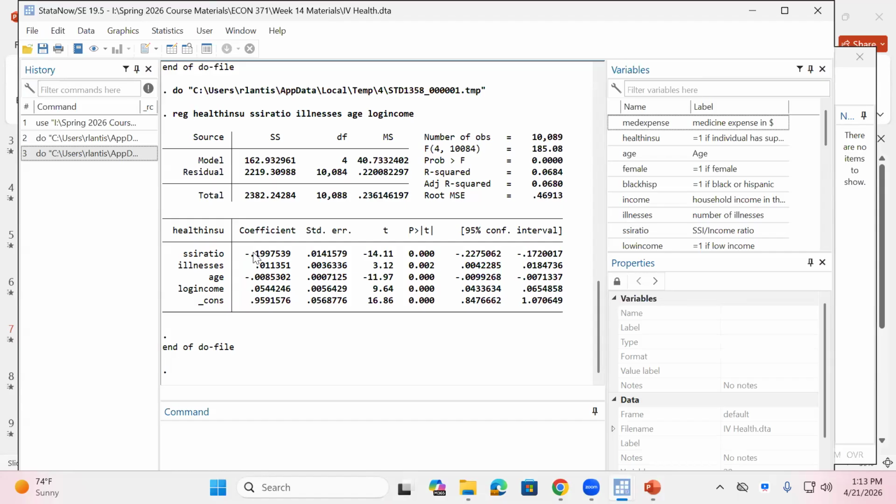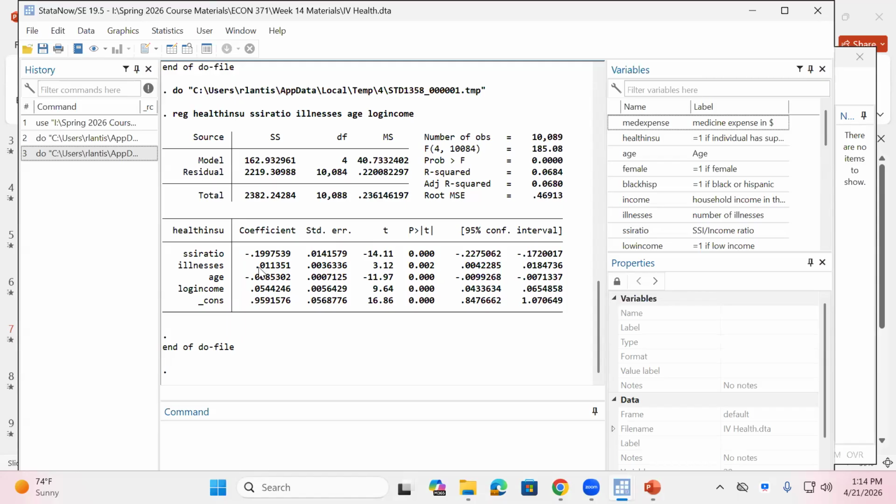How can I tell if a coefficient value is statistically significantly different from 0? I'm just looking at the p-value and the test statistic. So here I have a p-value of 0, which is telling me I can strongly reject that the relationship between this ratio and the health insurance decision is 0. It has some relationship. That's what I needed for that first criteria of my instrument.